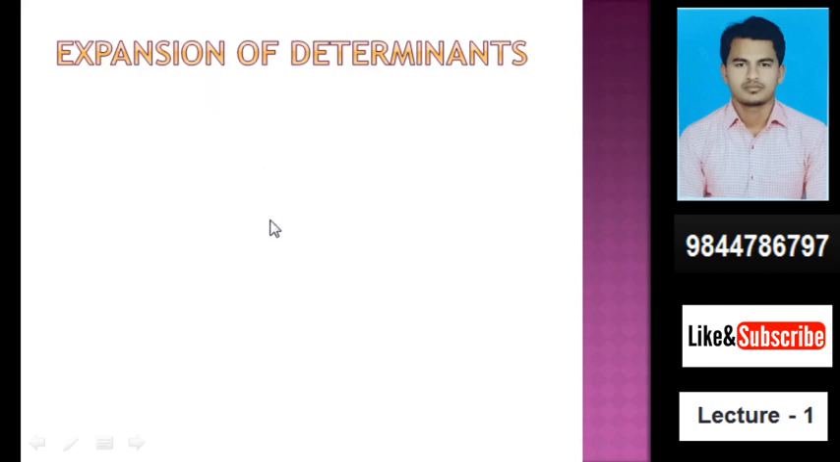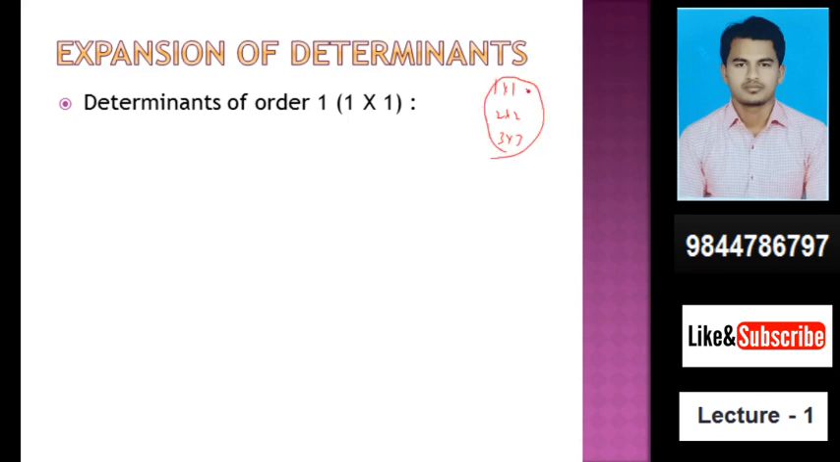Now, expansion of determinants, most important. If you don't know expansion of order, according to a textbook, only 1 cross 1 or 2 cross 2 or 3 cross 3. If you don't know these three expansions, it is complicated to prepare the topic determinants. So be aware of this topic. Okay, I will take the example.